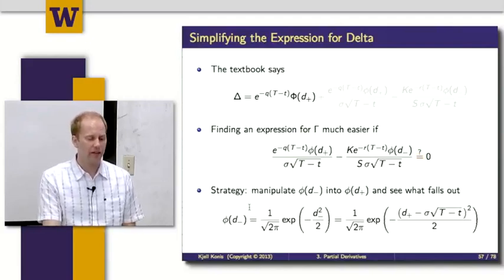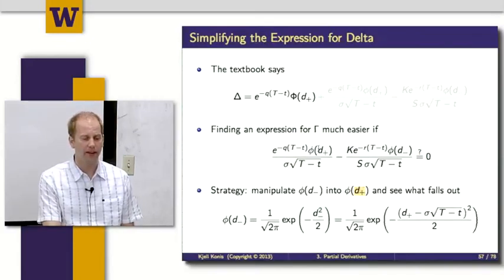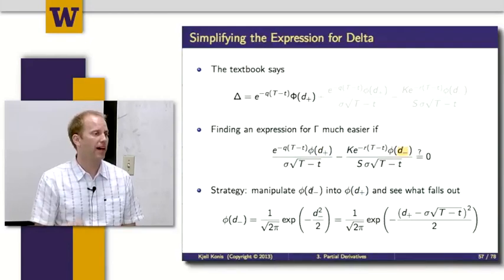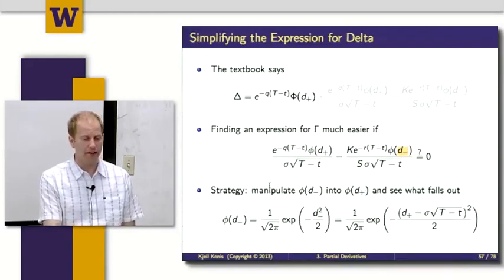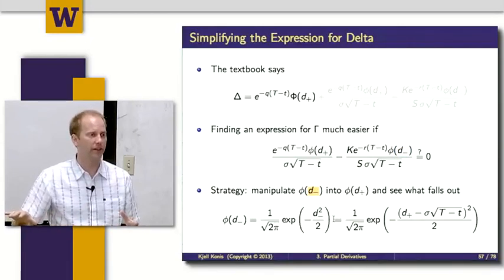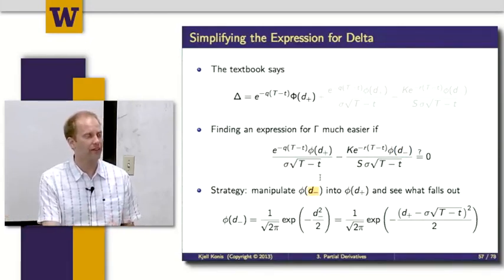And so the strategy I'm going to use is I have one term that has a d plus in it and one term that has a d minus in it. But remember, d minus could be written in terms of d plus just by adding a little bit to it. And so what I'm going to do is try and manipulate the d minus into a d plus, and then there will be some stuff left over. And hopefully, when I factor out the stuff that's left over, it's going to turn this second term into the first term. And if both of those terms are the same, then when I subtract one from the other, I'm going to get 0.